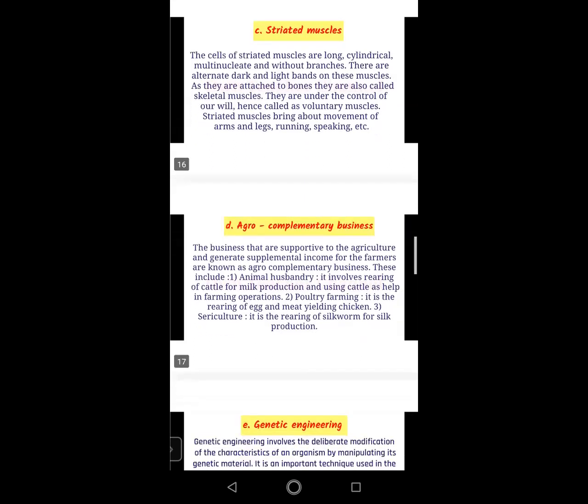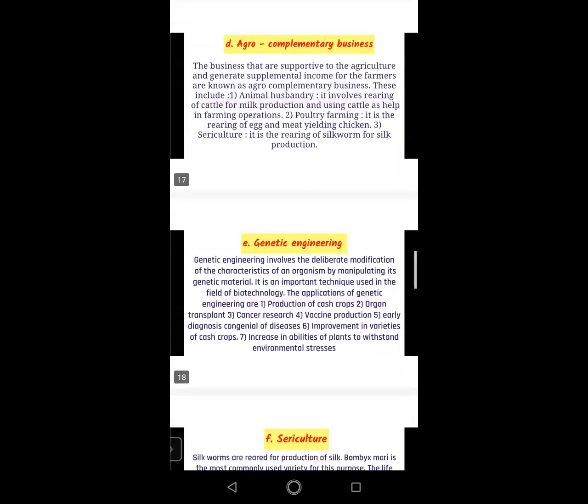And after that it is genetic engineering. That is not any kind of engineering that students are learning. This is one type of engineering, that's why it has to be genetic engineering. We will look at what that is clearly. Genetic engineering involves the deliberate modification of the characteristics of an organism by manipulating its genetic material. It is an important technique used in the field of biotechnology.